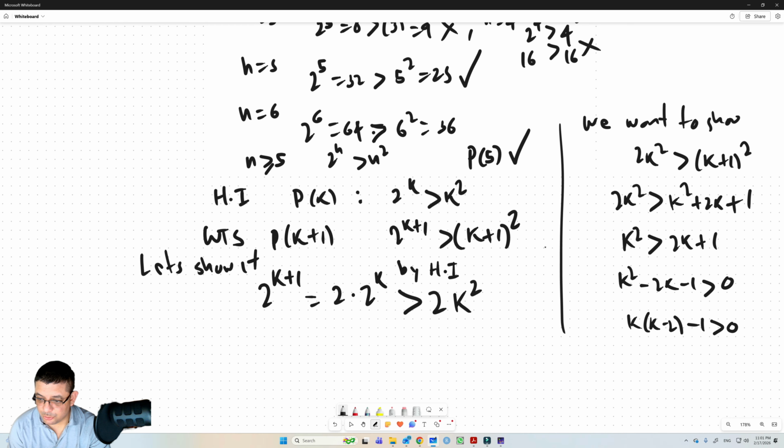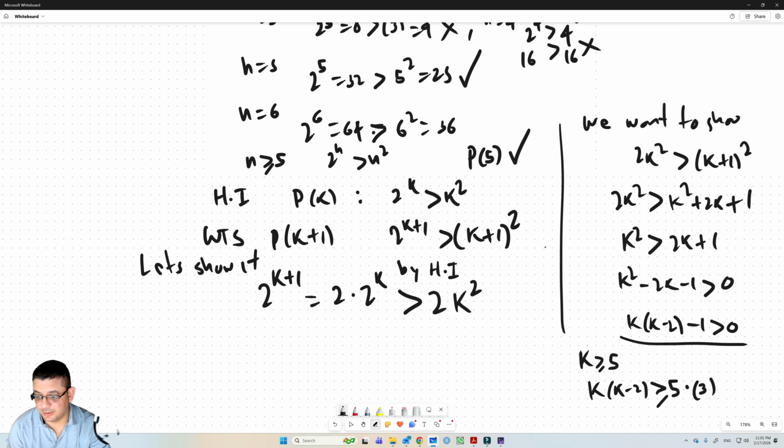So we want to show this. But now, k is bigger than 5. So k times k minus 2 is actually going to be bigger than 5 times 3. K is bigger than 5, so k minus 2 is bigger than 3 then. And so if we have k times k minus 2, that's going to be bigger than 15.